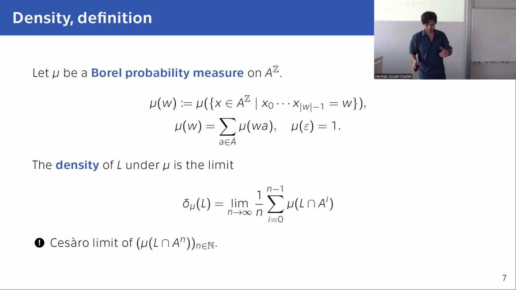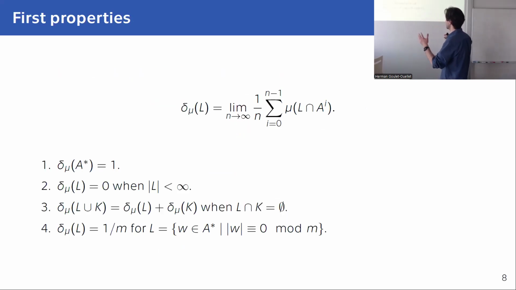So to see it in practice, let's start by giving some very basic properties to get some sense of what it means. First of all, delta mu of A star will always be 1, no matter the measure mu, okay? Delta mu of L will be 0 when L is a finite language. This is because we look at longer and longer words. So if at some point there are no words in L, then these terms will always be 0 after a certain point, and this will vanish. It also works well with disjoint unions. The proof is not particularly difficult. It's just a property of probability measures. And in simple examples, here I give a very simple one.